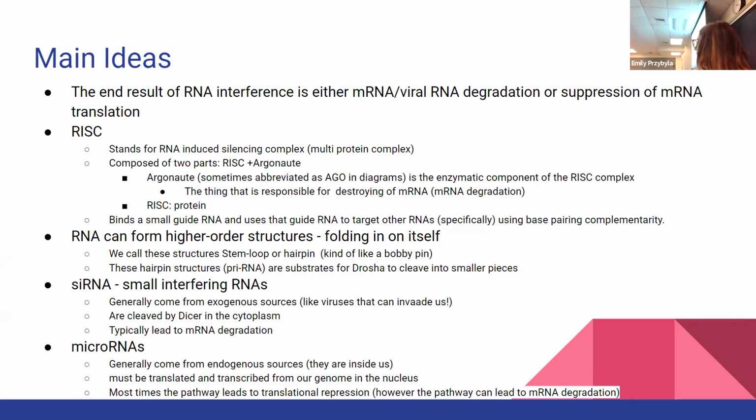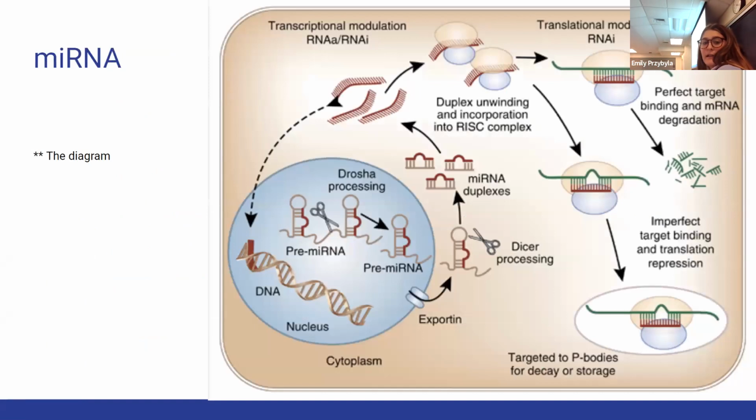In general, the pathway with siRNA more typically will lead to degradation of target mRNAs, whereas the process with miRNA will lead to sequestration for translational repression. So this is the diagram for miRNA. Remember, this starts in the nucleus because it starts with an endogenous guide strand.